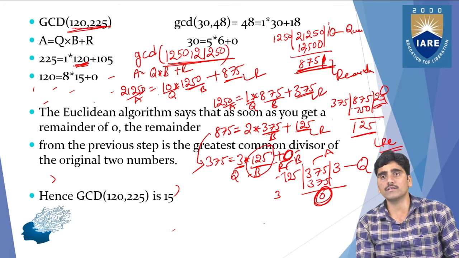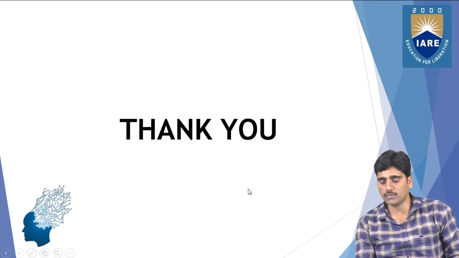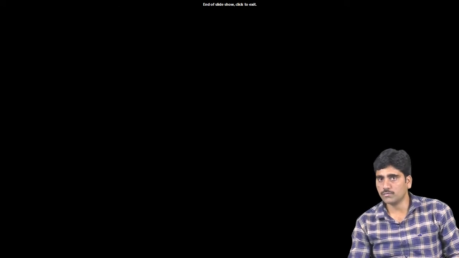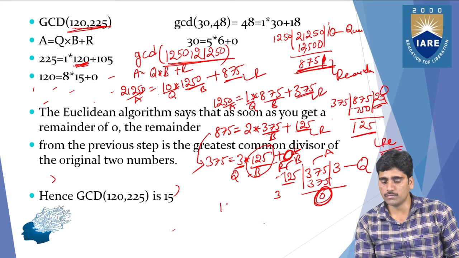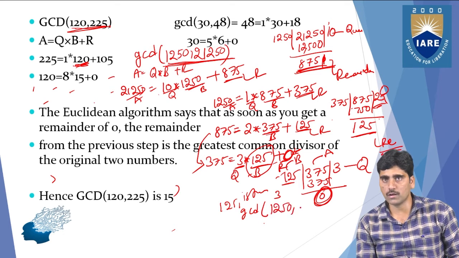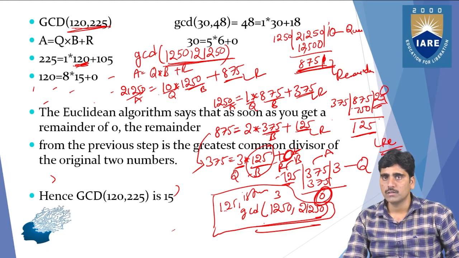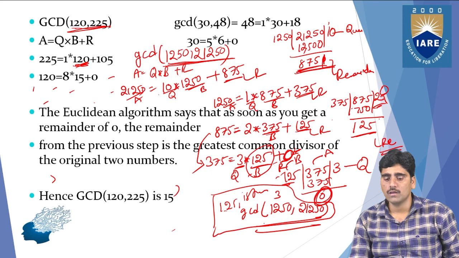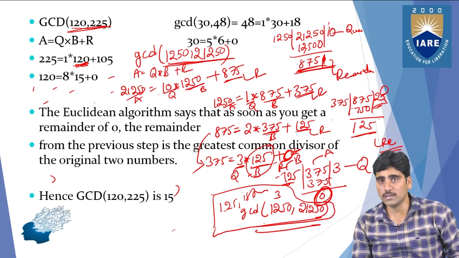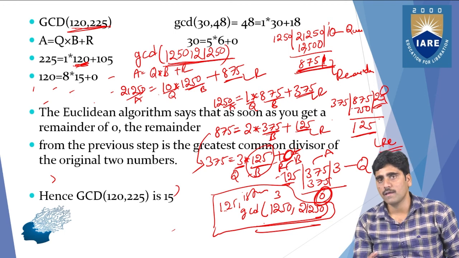As soon as we get remainder 0, the last step's divisor, 125, is the GCD of 1250 and 21250. Like the way you can write here. This is the way you can understand the Euclidean algorithm. The final motivation of this algorithm is finding the divisions by doing the sequences, and as soon as you get the remainder zero, the last divisor is the greatest common divisor. That is the theorem motivation.